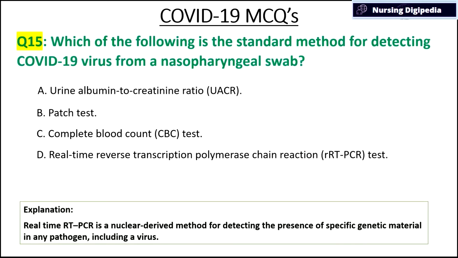Question 15. Which of the following is the standard method for detecting COVID-19 virus from a nasopharyngeal swab? A. Urine albumin to creatinine ratio. B. Patch test. C. Complete blood count test. D. Real-time reverse transcription polymerase chain reaction, also known as RT-PCR test. And the answer is D. Real-time RT-PCR is a nuclear-derived method for detecting the presence of specific genetic material in any pathogen, including a virus.